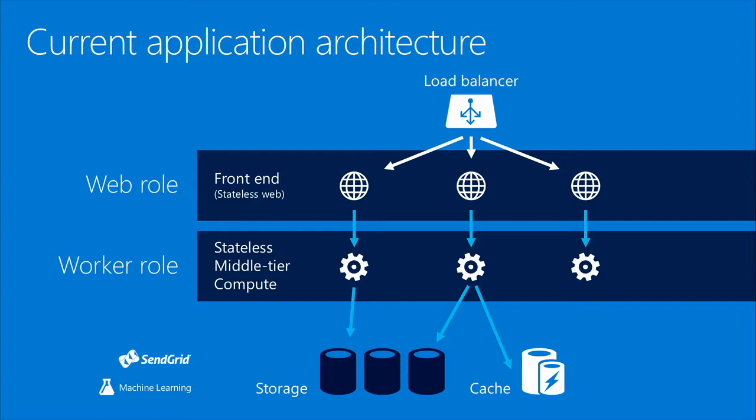And then at the bottom of the screen, you can see I have a cache, I have an Azure table, I have blob storage. And then on the left-hand side, bottom left of the screen, you can see the dependencies. I showed you earlier how I call the machine learning service. I can also similarly call the SendGrid service. So that's the current architecture of the application.